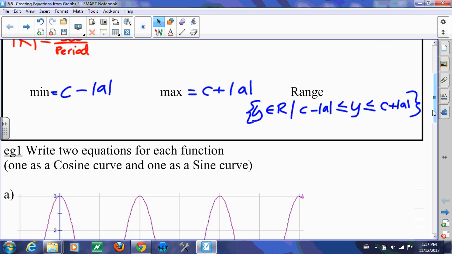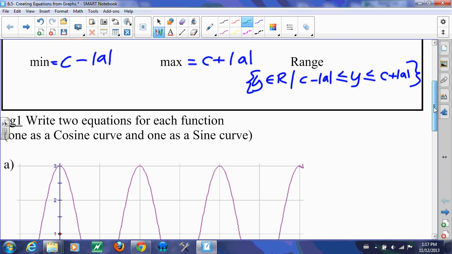Just remember, there are two base functions. There's the sine x curve and the cosine x curve, or you could say the sine theta curve and the cosine theta curve. Those are your parent functions. So when the question says write two equations for each function, that's the graph given below. One is going to be the cosine curve and one is going to be the sine curve. Even in your homework, when it asks for two equations, make sure one is based on the cosine curve and one is based on the sine curve.